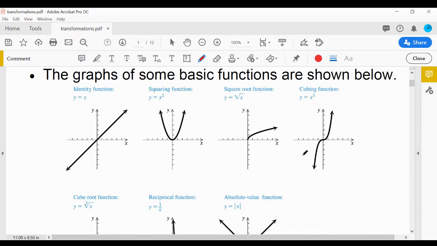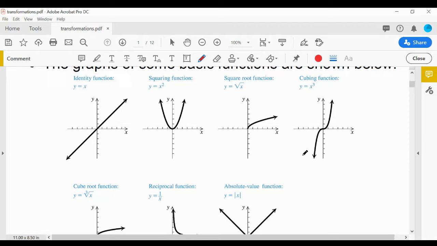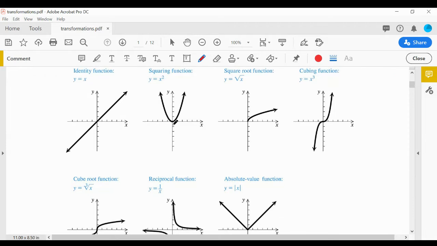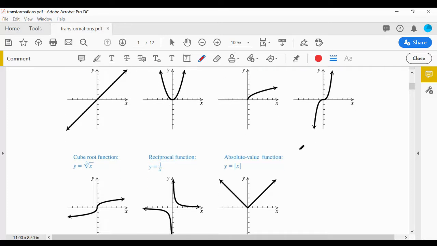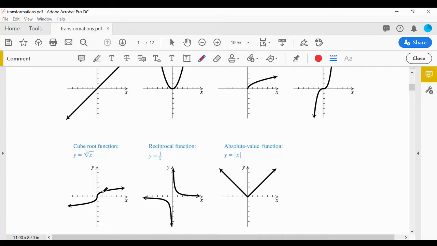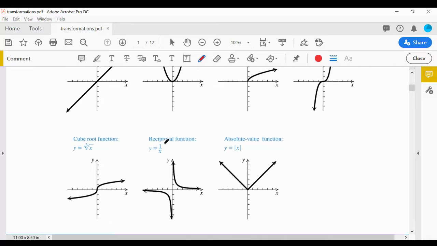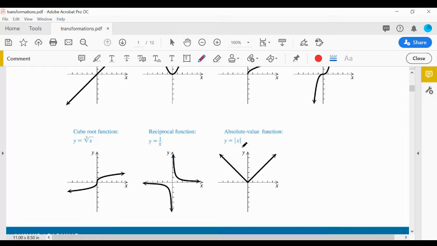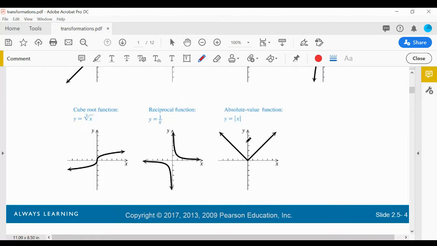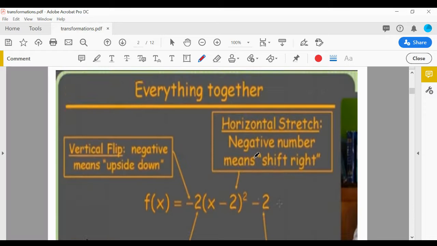Then you would have to obviously realize what some of these basic functions look like: the line, the parabola, square root function, the cubing function, kind of an S shape, but kind of on its side, the reciprocal function 1 over x, and then the absolute value, which is easy to recognize because it's V-shaped.